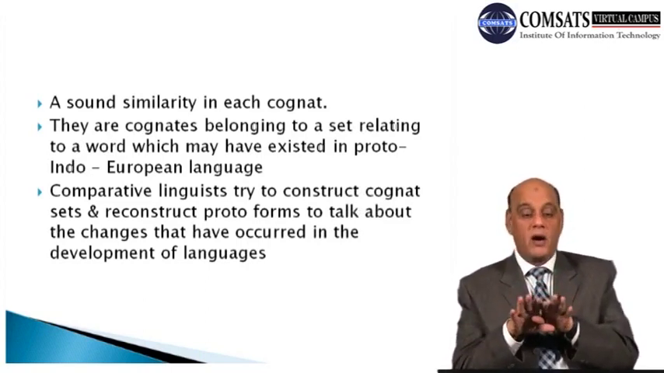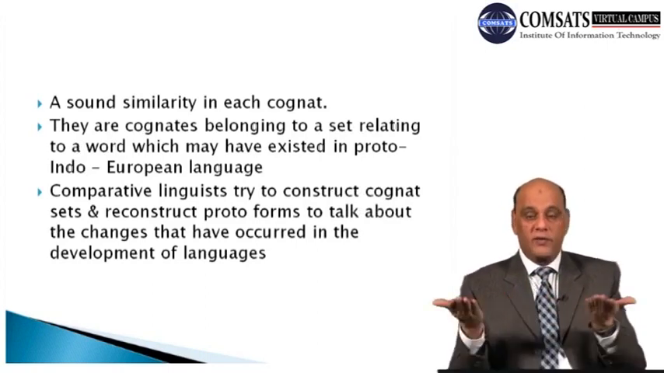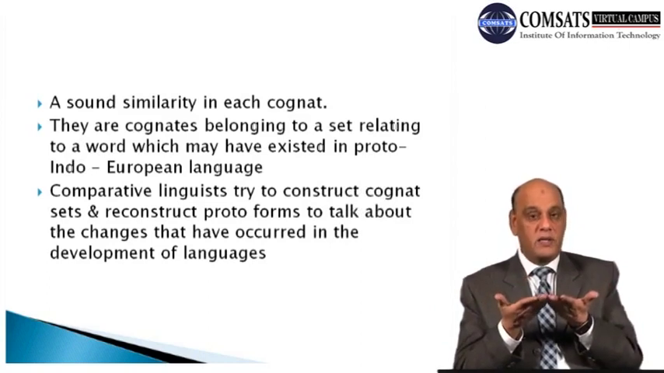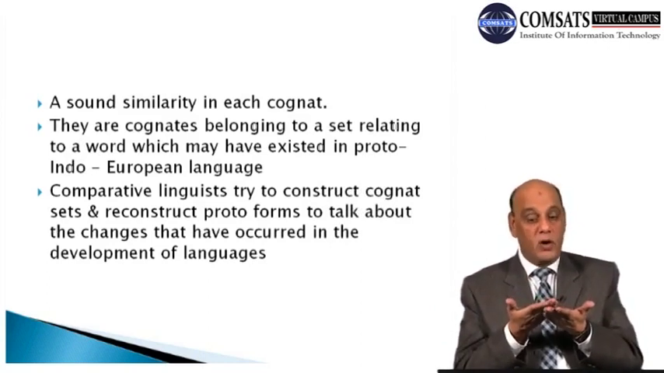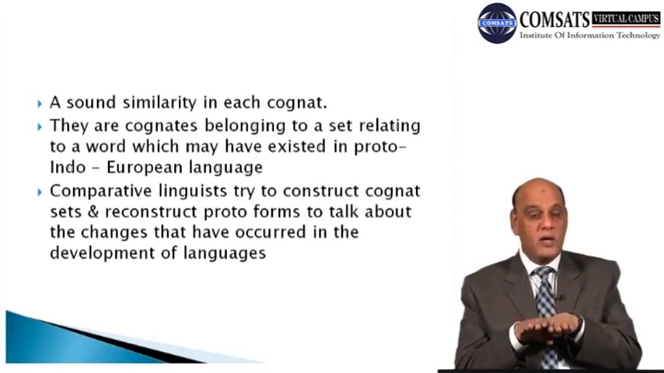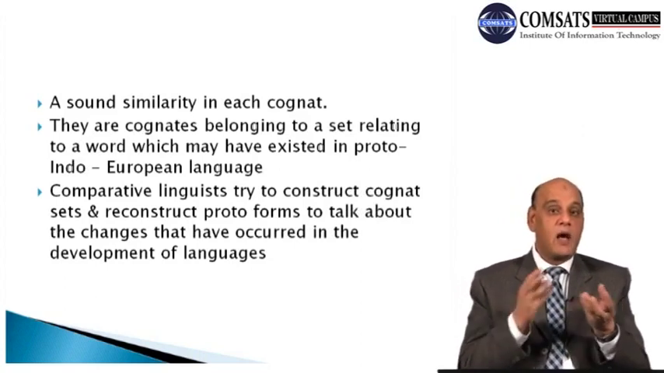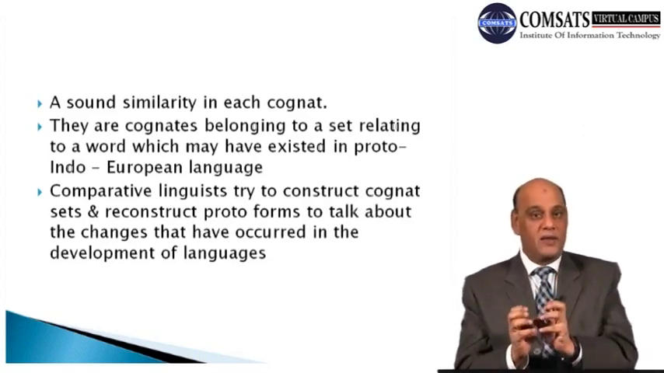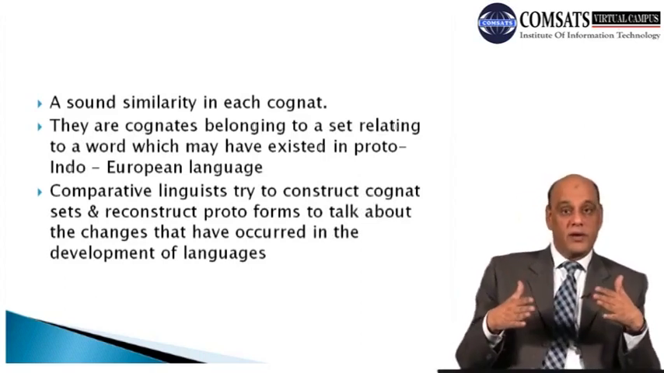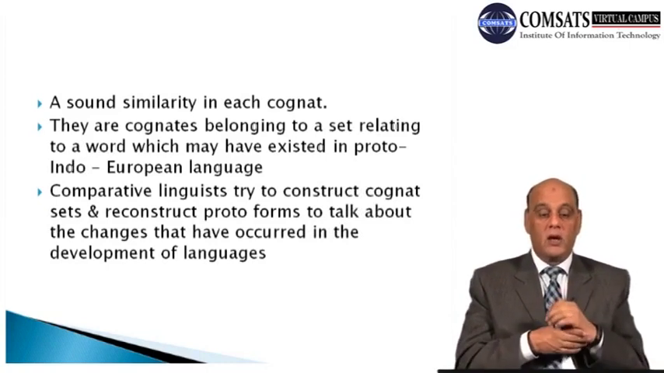So basically they are cognates. You call the pairs of words which they take from different languages cognates. Cognates basically belong to a set relating to a word which may have existed. They have some resemblance in meaning and some resemblance in sound. That is how linguists analyze the cognates and see their relationship with another word which may have existed in the proto-language.